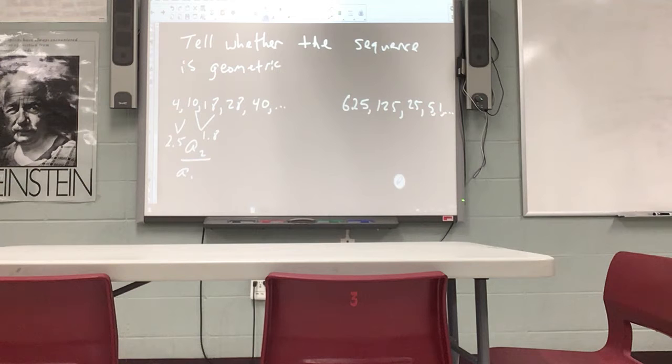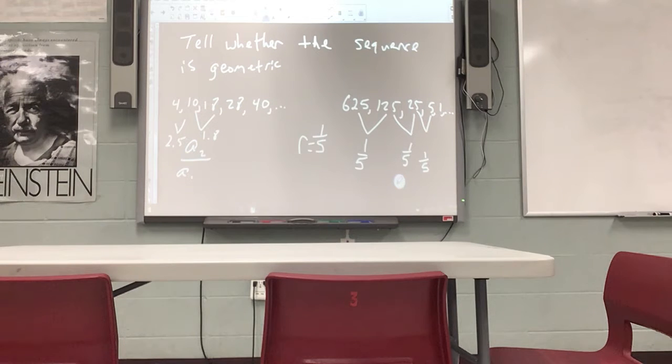All right. From here, it's real tempting to put 625 divided by 125, but that's not what we did on the first problem. You start with your A2 divided by A1. So this would be 125 divided by 625. What do you got? 1/5. So now hit 25 divided by 125. One fifth. So 5 divided by 25. So this one is geometric, and its ratio is 1/5.